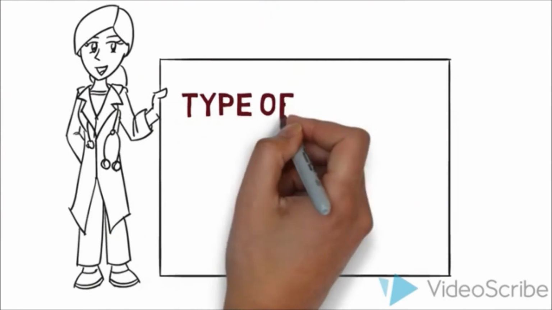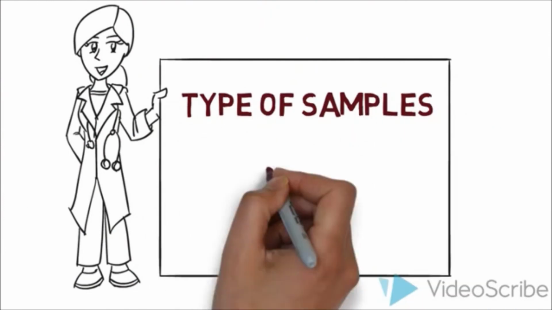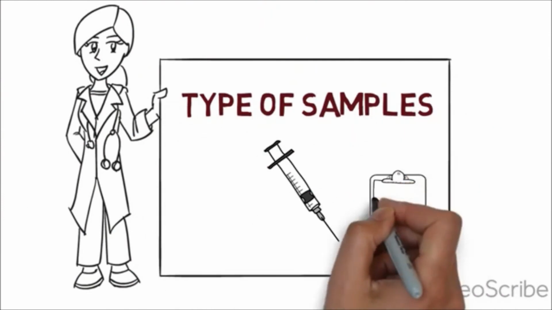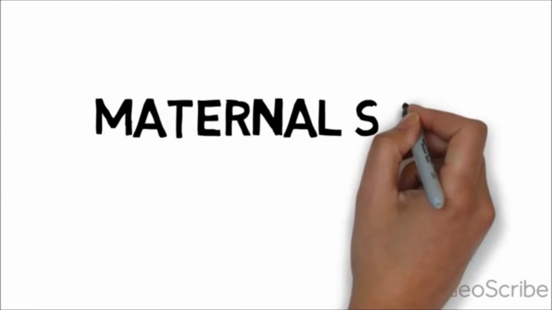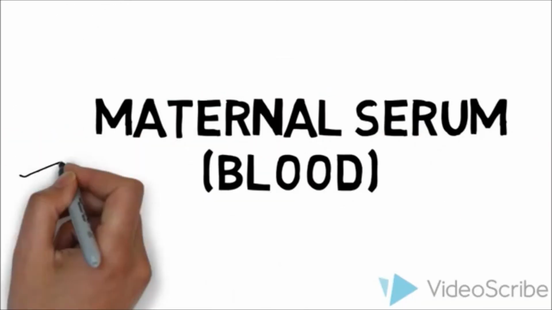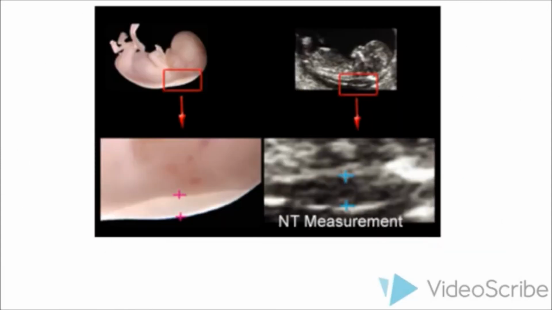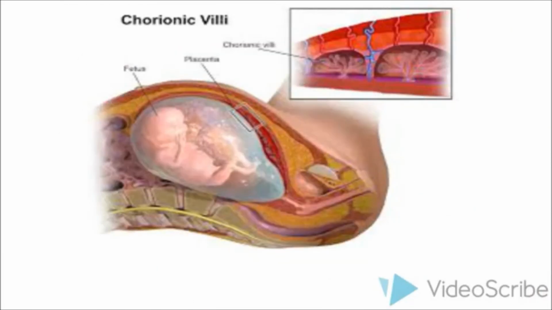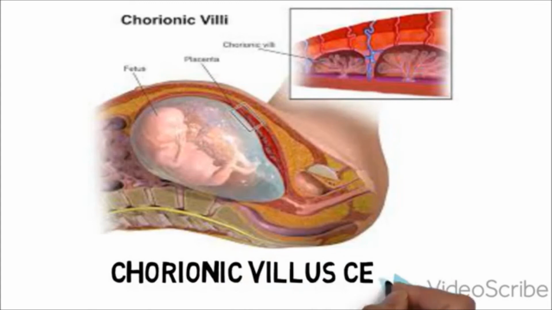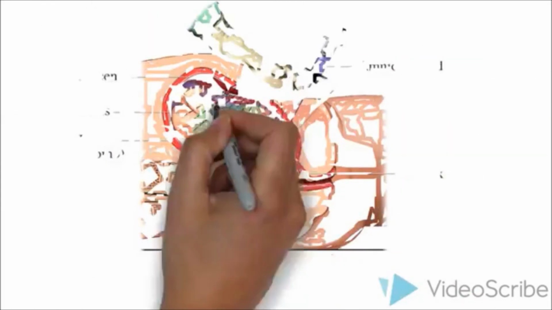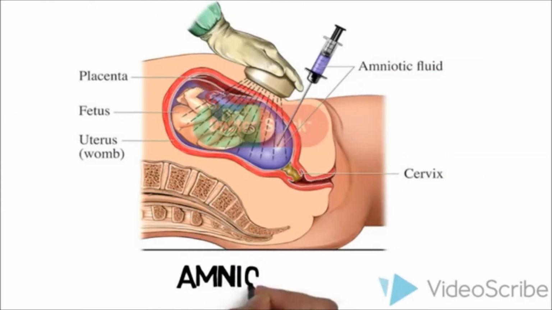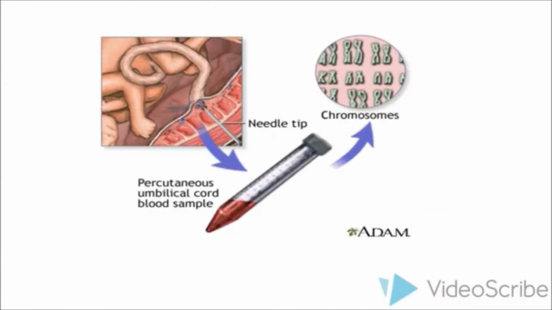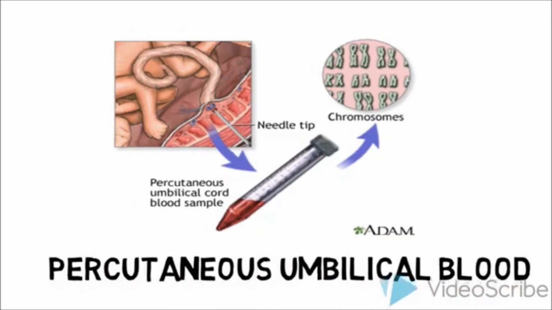So what kind of samples can we get? There are a few types of samples that we can get from the mother. The first one is the maternal serum, or the mother's blood. And next we can get samples from the ultrasound technique by nuchal translucency, or also from the chorionic villus cells and the amniotic fluid. And last but not least, we can also get the sample from the percutaneous umbilical blood.